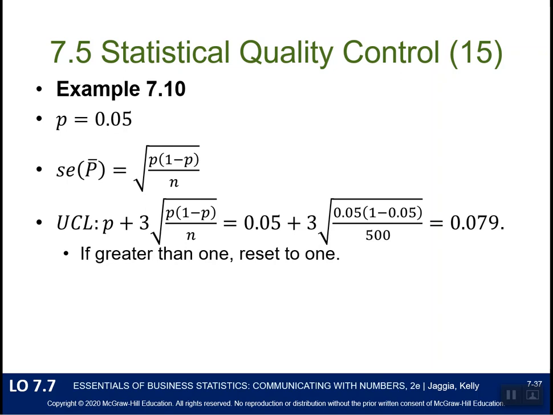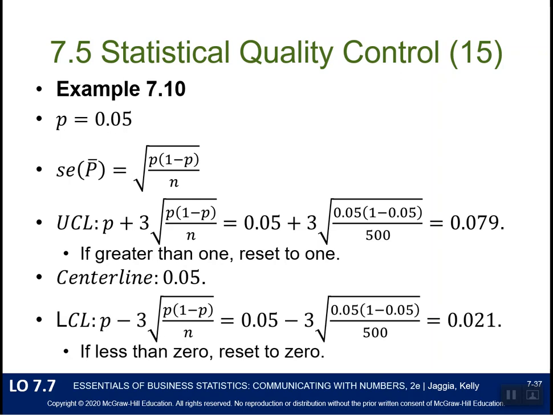Now, if you get an upper limit greater than 1, then just reset it to 1. Remember, proportions can only fall between 0 and 1. So if we get an upper limit greater than 1, we'll just reset it to 1. And then we remember our center line is that 0.05, and then we can calculate the lower limit. Now again, let's jump over to Excel and look at this in Excel.